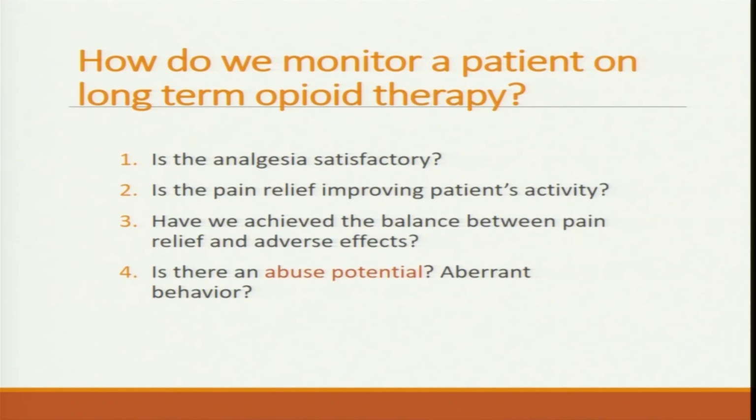Whenever a patient is given morphine, how will you monitor them? First of all, is analgesia satisfactory, means are you giving an adequate dose of the morphine? After pain relief, has the patient's activity increased? Have we achieved the balance between pain relief and adverse effect? His adverse effects are under control, like constipation is manageable, nausea, vomiting is manageable, he is not too sleepy, he is able to do his routine and all, or whether there is any abuse potential.